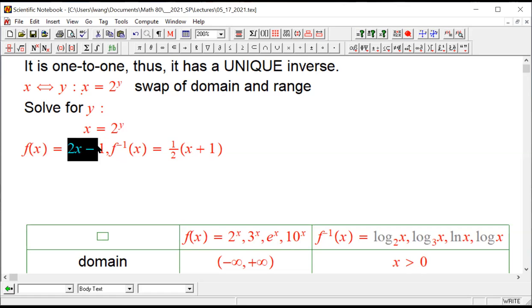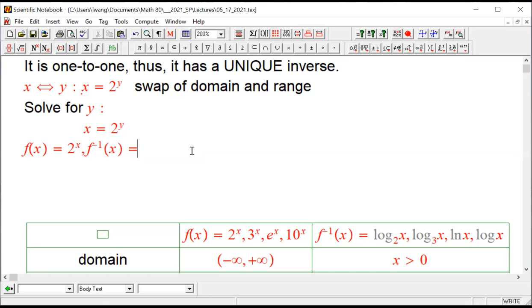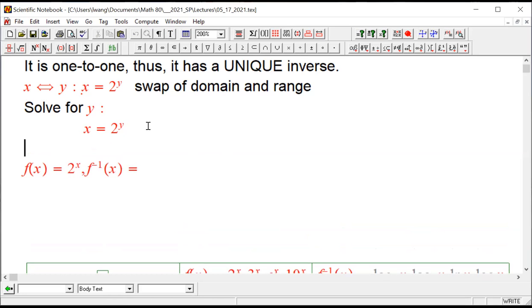Of course, in this case, we have 2 to the power x, and this is to be found. How do you solve for y here? By the definition of logarithm, what is the definition of logarithm?